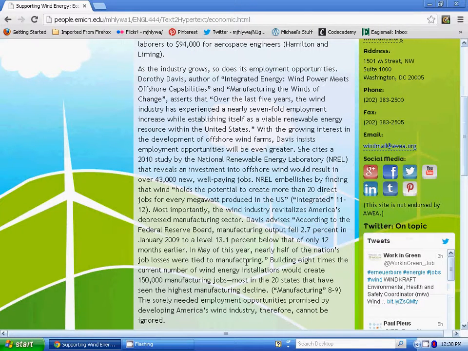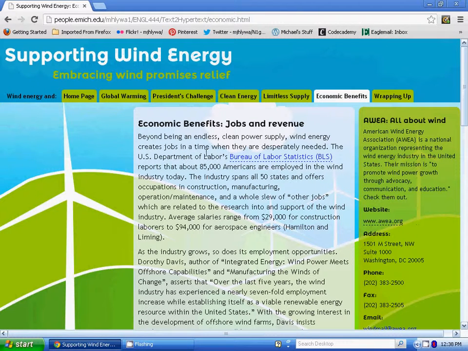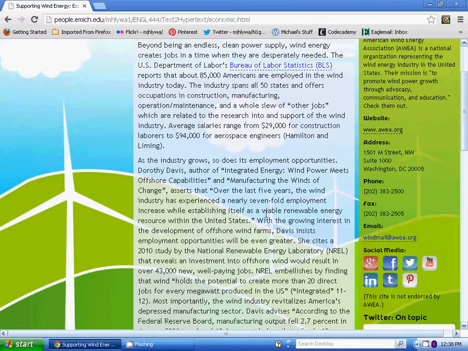Great. Okay. So, approximately how many jobs are in the wind industry? Where would I find that? Let's see. Since this one starts off with jobs and revenue, I'm going to look here first. So this is 85,000 Americans.